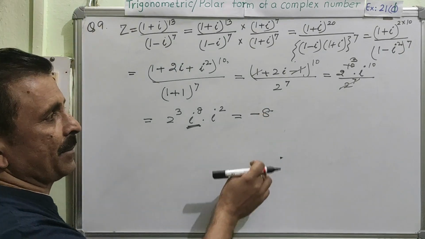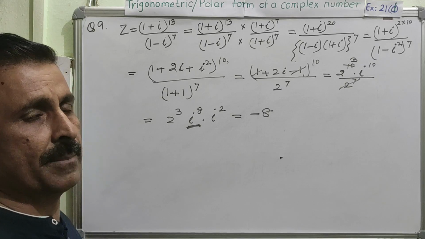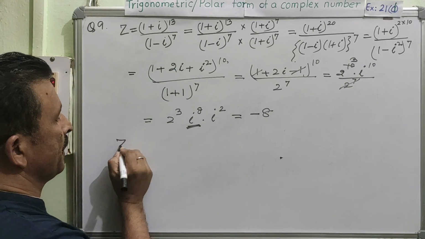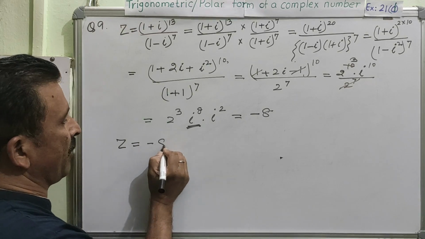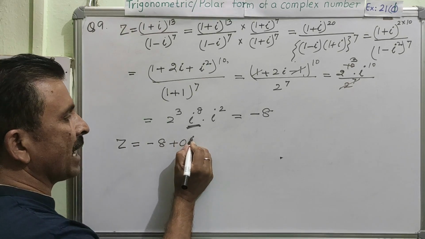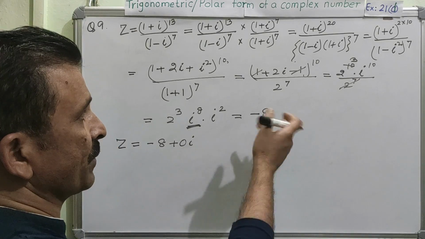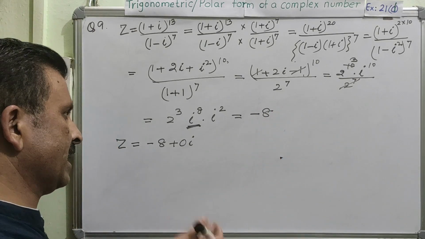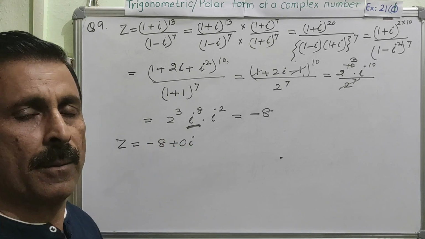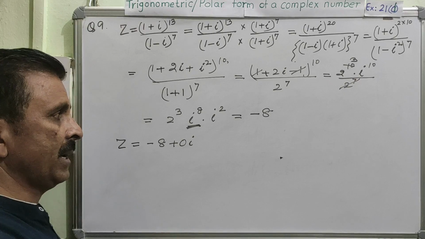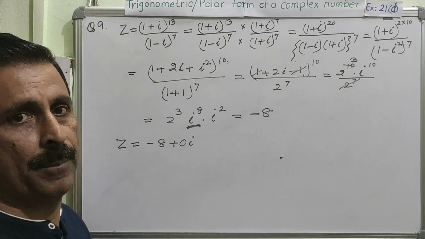And in this complex number, you have only the real part, but the imaginary part is missing. So if we write this properly, then the actual complex number is negative 1 plus 0 times i. Why? Because the imaginary part is missing. That means definitely the coefficient of i is 0. And therefore, I can write the complex number as minus 8 plus 0i. Is this very clear? Now we are going to write this in the polar form.